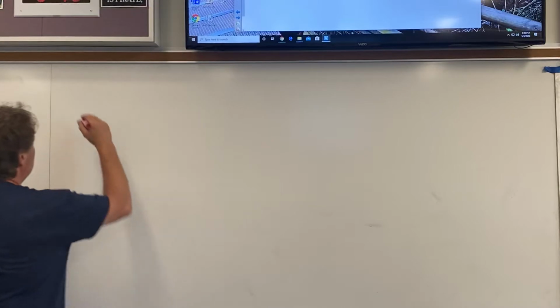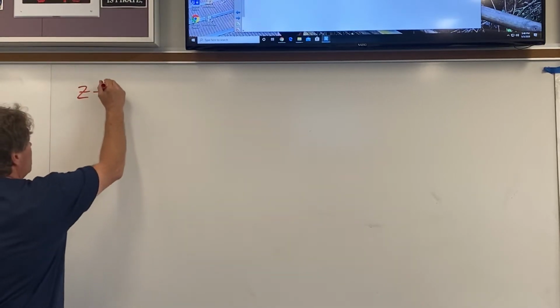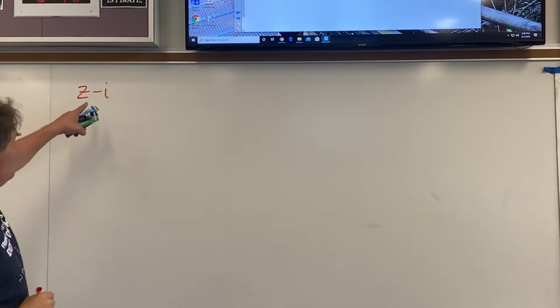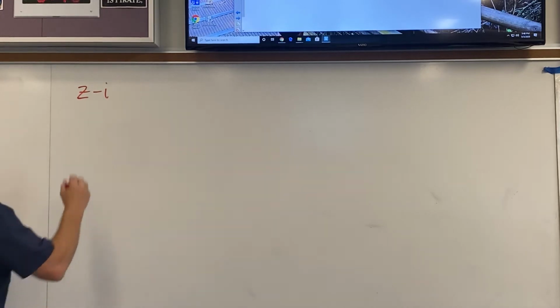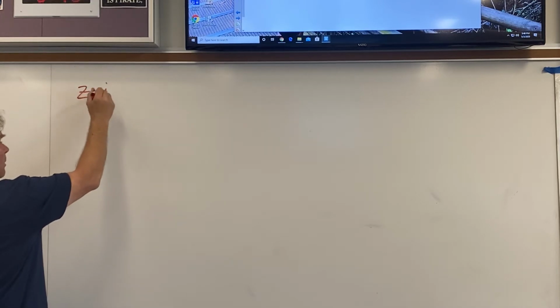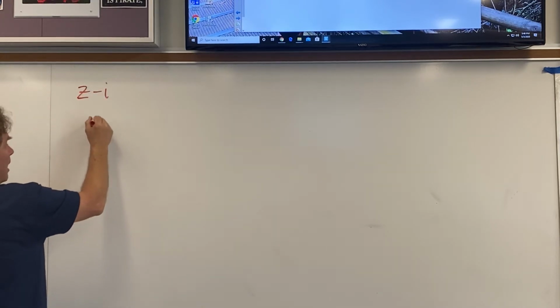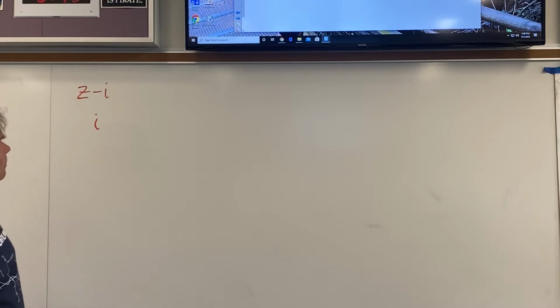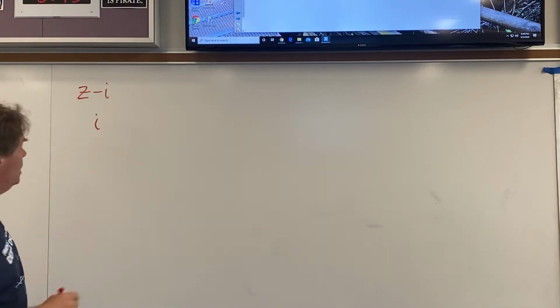What root goes with the factor of z minus i? Well, what would the value of z have to be to make this equal 0? So it'd have to be i take away i. So i is going to be the root. Okay, so that's the root that we're going to be plugging in. So we need to plug i into this equation.